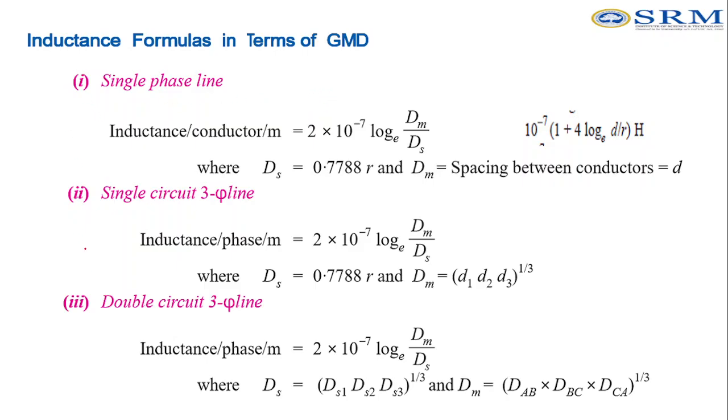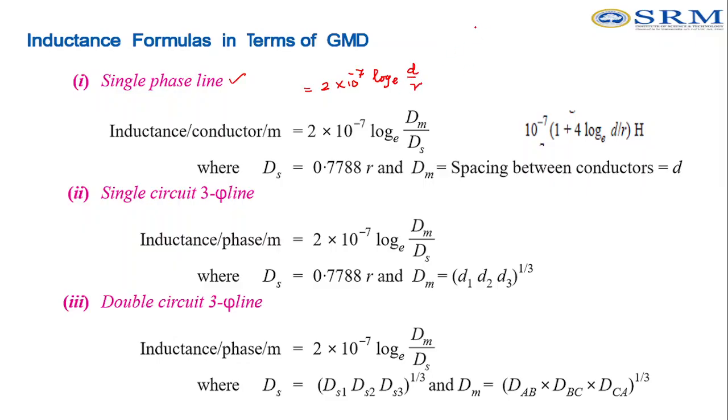So based on the arrangement of conductors, we can have the formula here. If we take the single phase line, we are going to calculate the inductance per conductor per meter. Normally inductance is denoted in henries, so henries per meter. The inductance for one conductor for 1 meter is given as 2 into 10 power minus 7 ln dm by ds. The generalized formula is 2 into 10 power minus 7 natural log d by r.